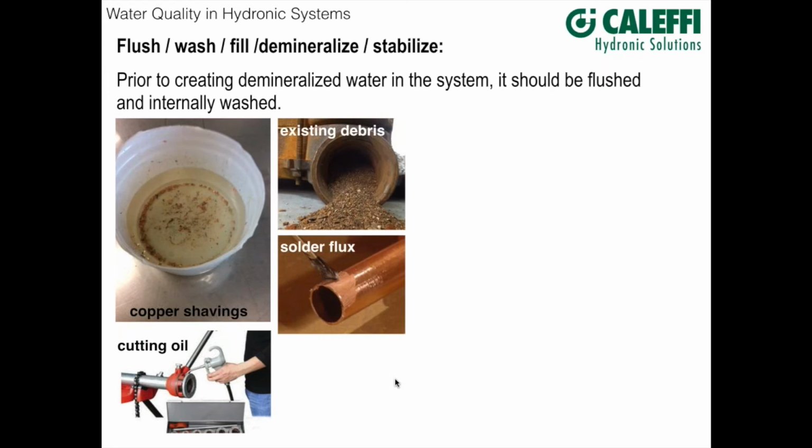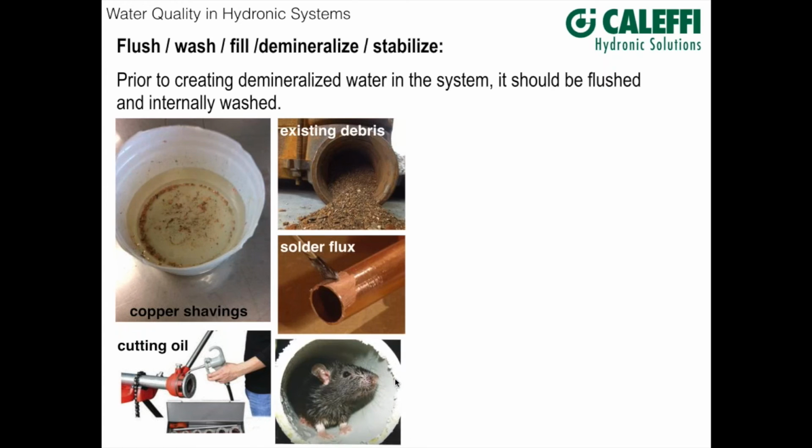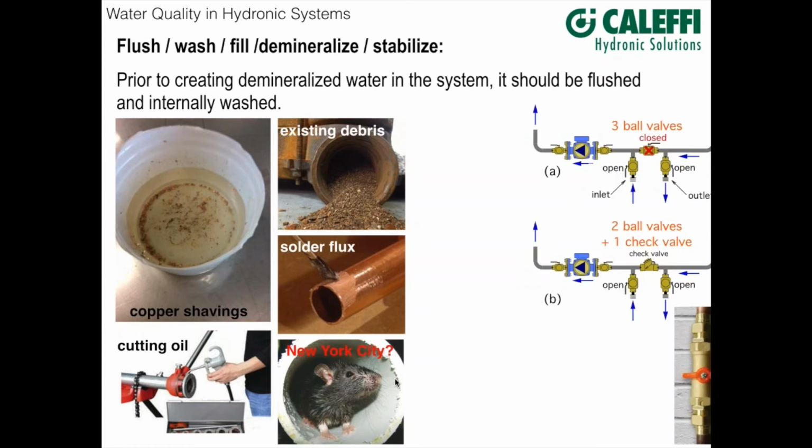Solder flux is another one. Okay, this is an acid, and you really don't want to have solder flux in a system, especially if that system is going to have antifreeze in it. And then there's one really bad one here that we came across, and we're not exactly sure where that photo came from, but I think it might have come from New York City. So we certainly don't want that thing going through our boiler heat exchanger.